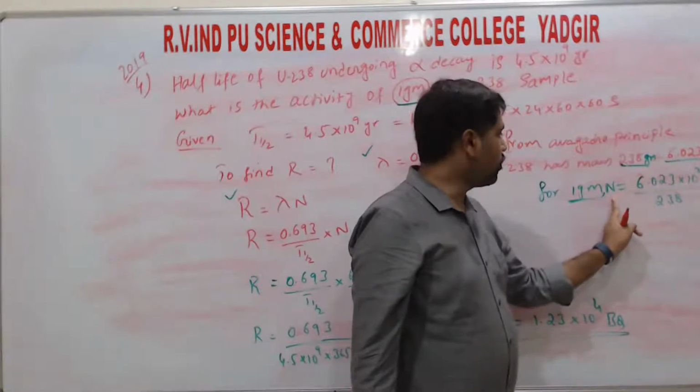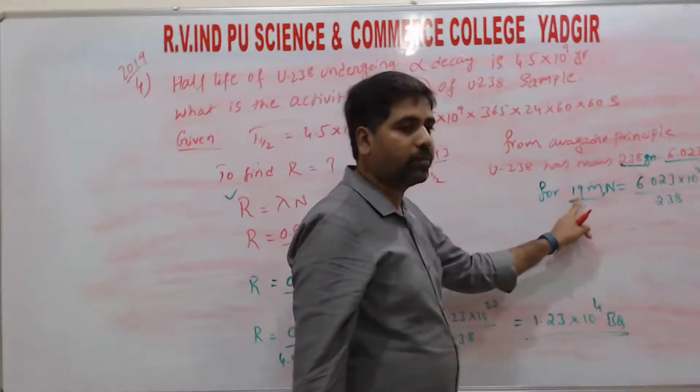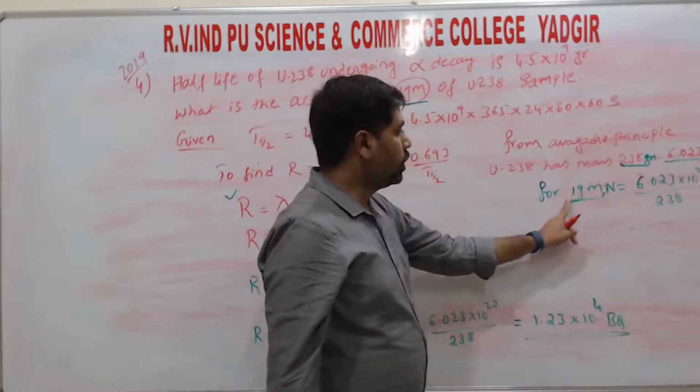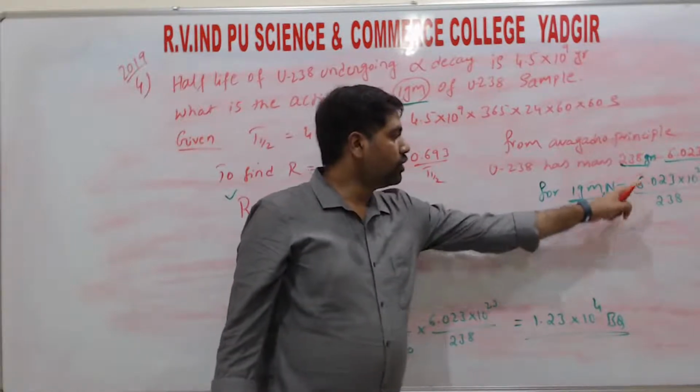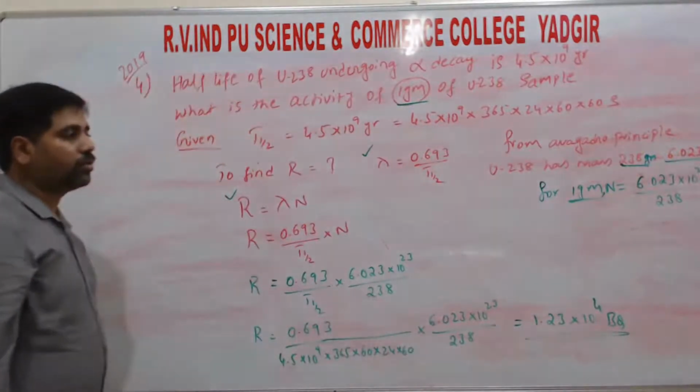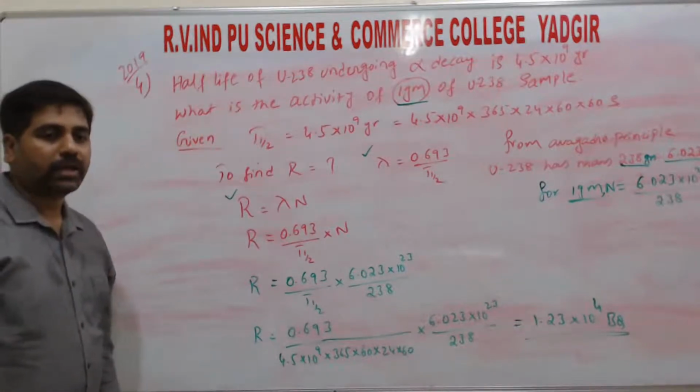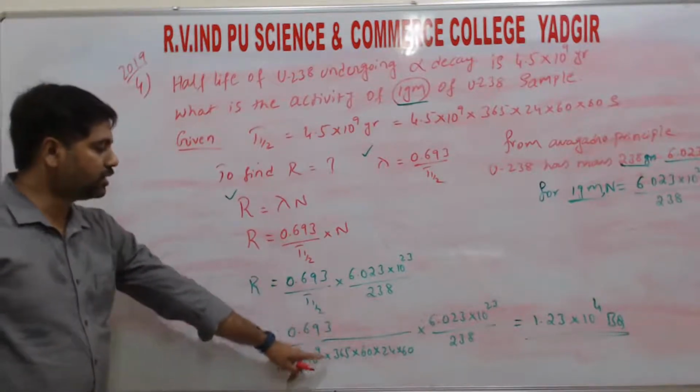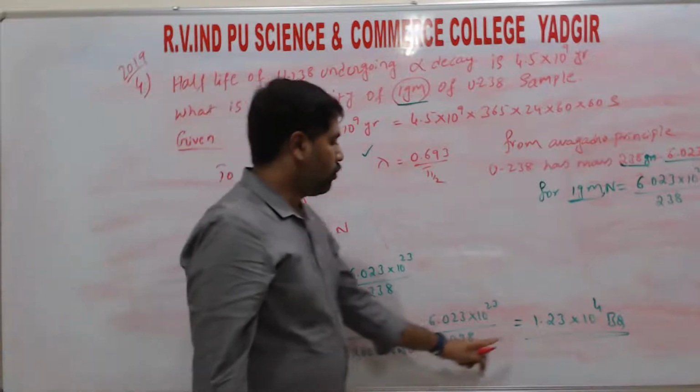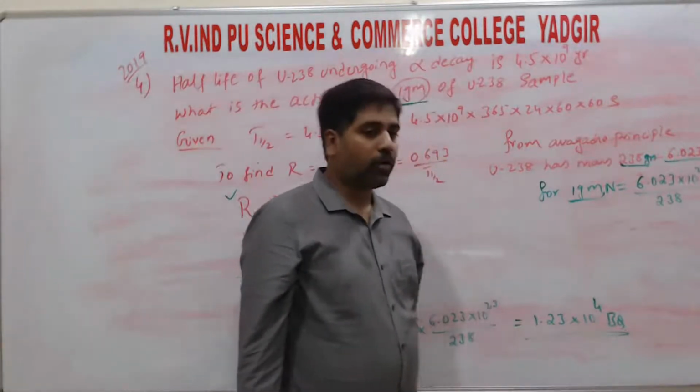So this gives the number of atoms which are present in 1 gram, that is number of atoms or number of nuclei, right? So n value is 6.023 into 10 to the power of 23 by 238. So substituting here and simplifying, we get the value 1.23 into 10 to the power of 4 becquerel.